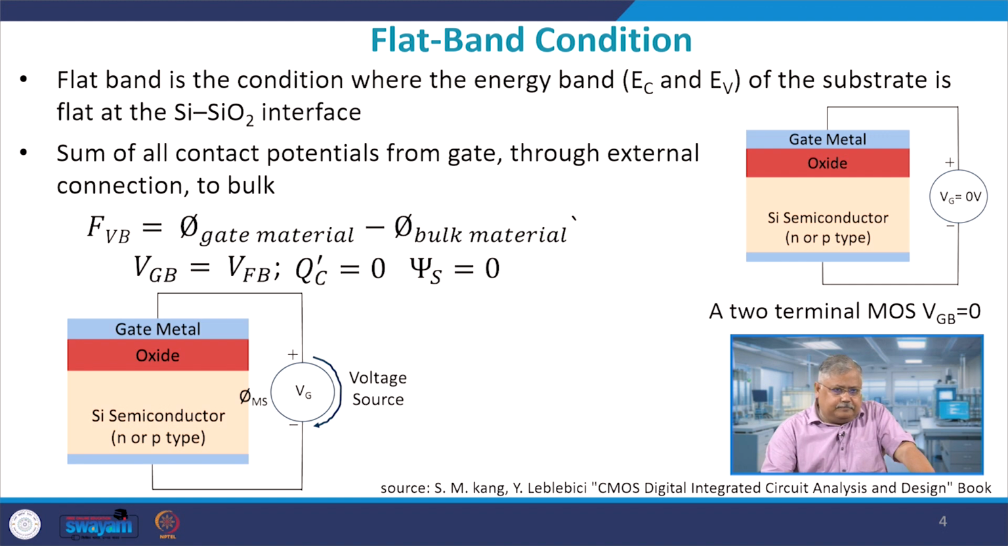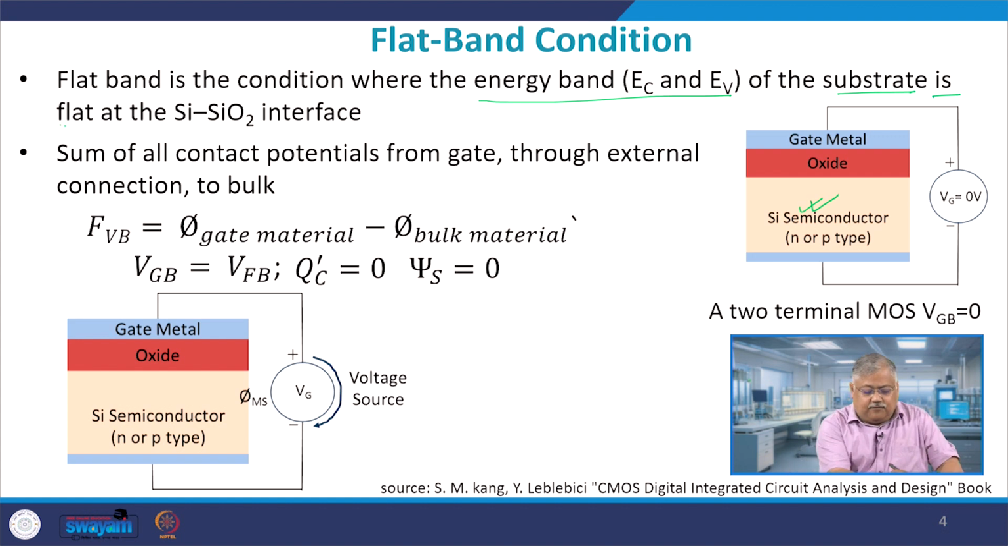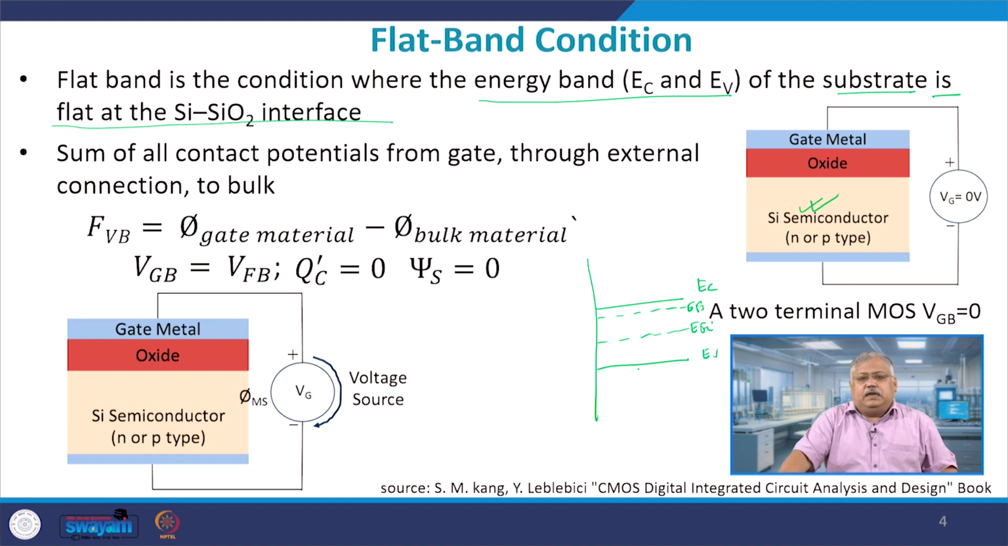You see the first statement which I have written here: flat band is the condition where the energy bands EC and EV of the substrate are flat at the silicon dioxide interface, which we have already seen in our previous discussion. If you do not apply any external bias, they will be exactly flat at the silicon dioxide interface. So you will have EC, EV, and then EFI. If it is an N type semiconductor, this will be EFS, and they all will be straight, primarily meaning that you have not applied an external bias.